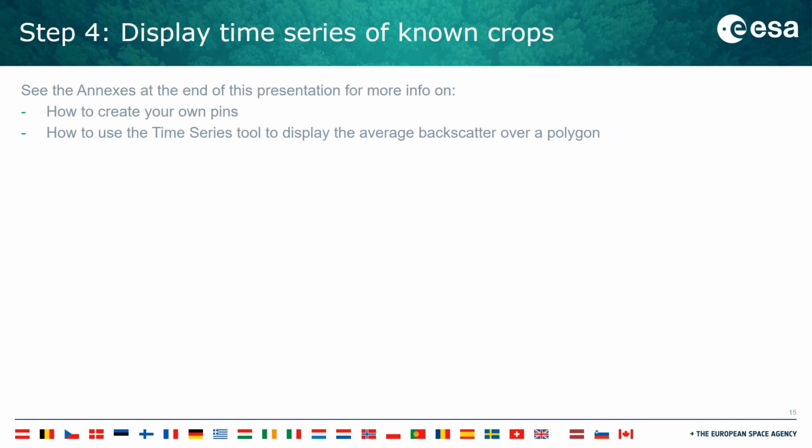Like I was saying, if you want to know how to create your own pins, or how to use the time series tool to display the average backscatter over a polygon instead of over a single pixel, you can look at the annex. There's more information there.